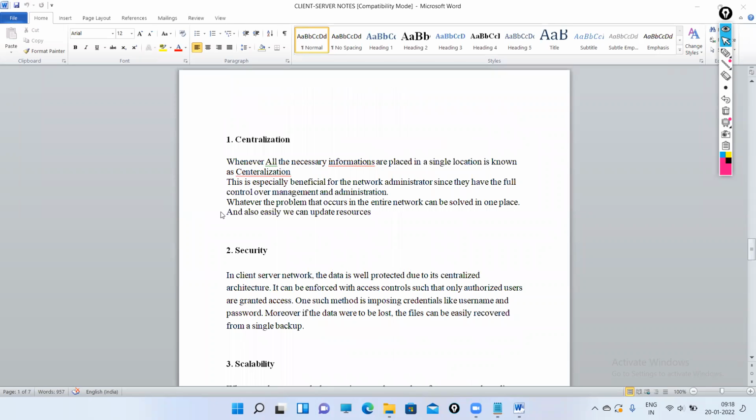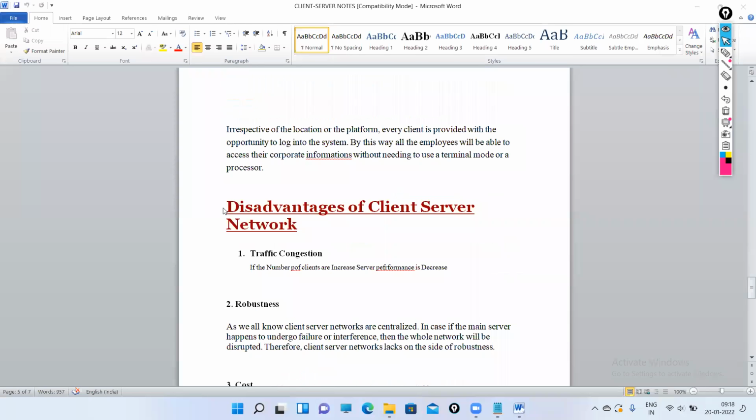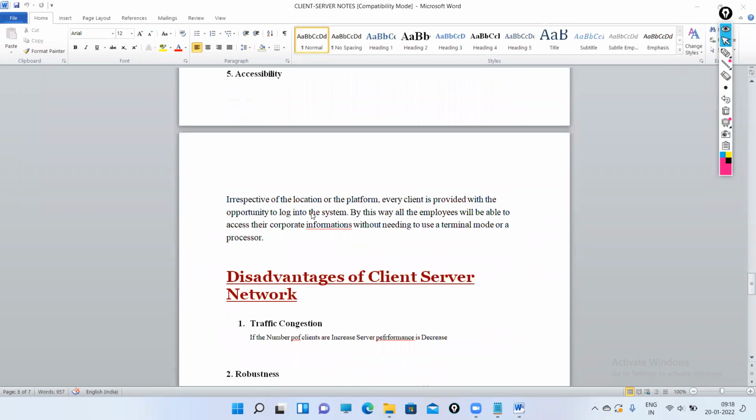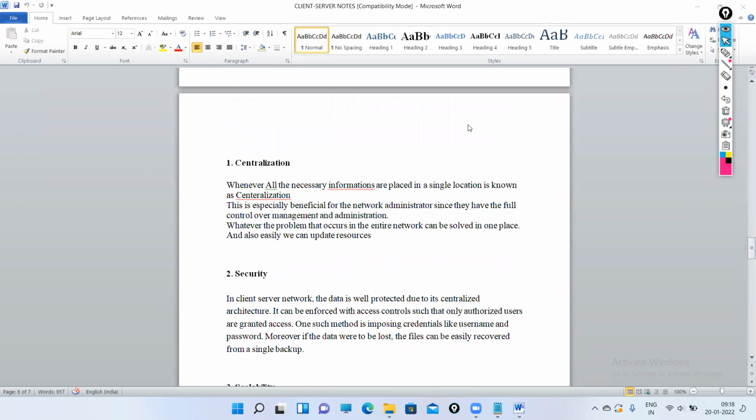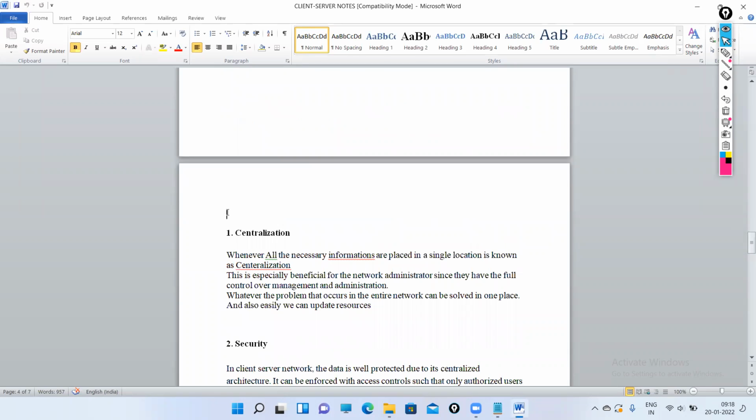Next, let's come to the advantages of the client-server model. Today I have to explain in depth the advantages and disadvantages of the client-server model. This is an important concept. What is the first advantage of the client-server model? First advantage: centralization.